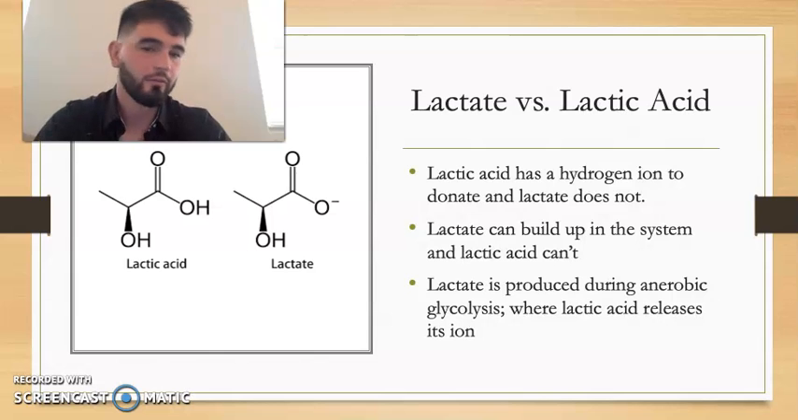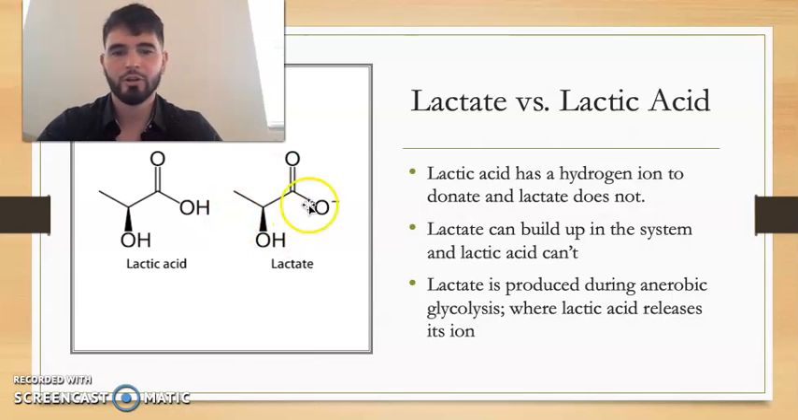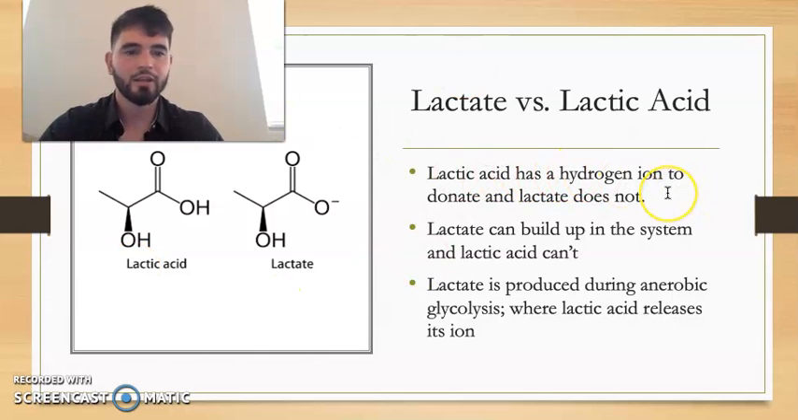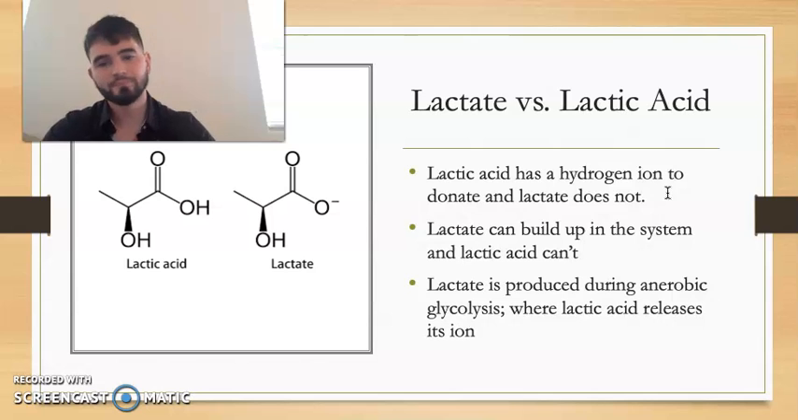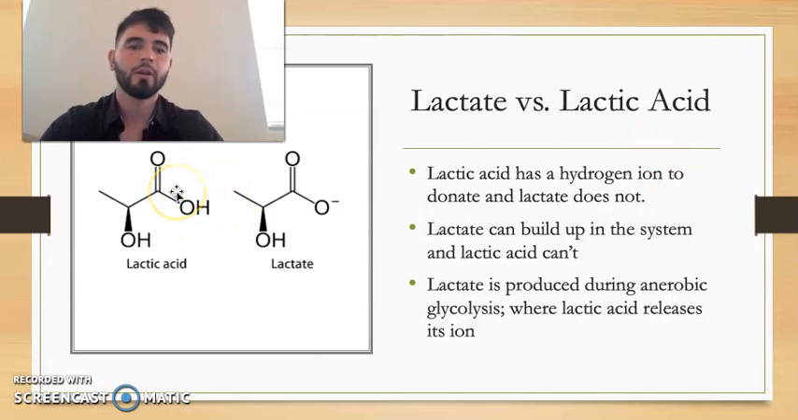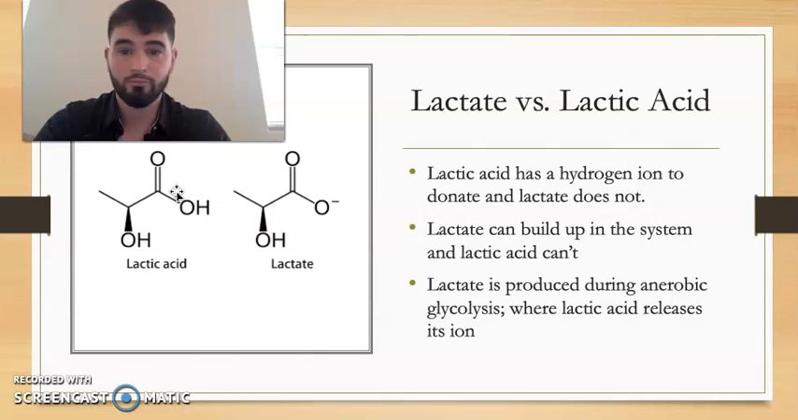Right now we'll look at lactate versus lactic acid and that misconception I talked about, that they are the same thing. They're not. As we see here in the picture, lactic acid has a hydrogen ion to donate, and lactate does not, as we see right here in the hydrogen atom. Lactate can build up in the system, and lactic acid can't, and that is basically because of that hydrogen atom. When lactic acid is ready to donate it, it just does, and it won't build up. Lactate is produced during anaerobic glycolysis, where lactic acid releases that ion.